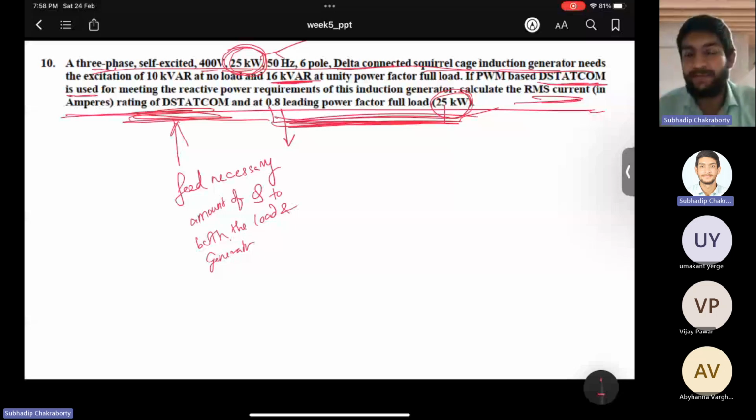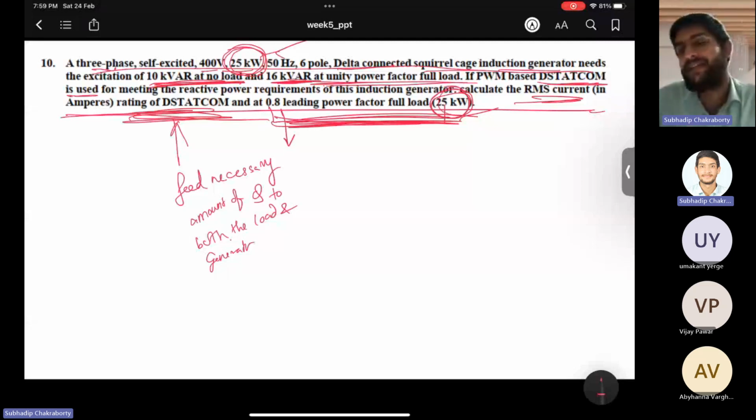Now you need to select the reactive power that the induction generator will take to build up the voltage at full load. Is it given somewhere? Check. Two kVAr requirements are given, one at no load, one at full load. Which one will you take? Obviously the one at full load, because the load is 25 kilowatts. So just see like that.